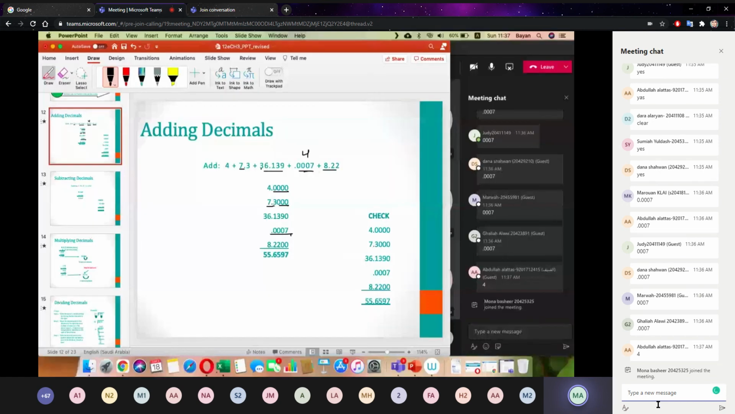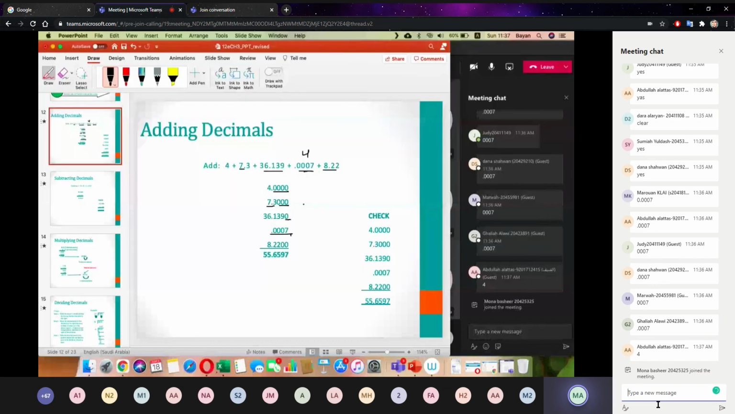Here we have 36.139. So we have 36.139 and we add 0 to have 4 places in the right. And then we have 0.0007.